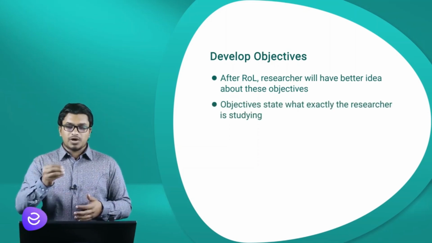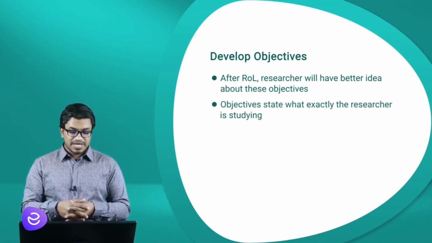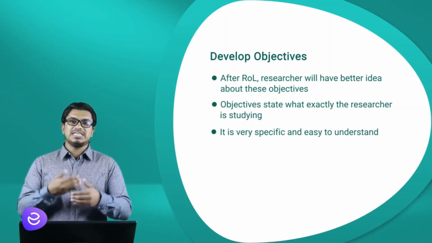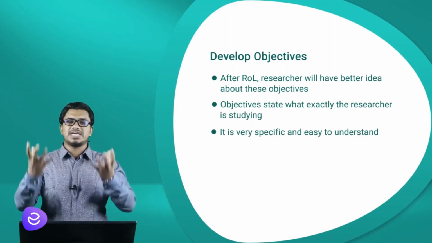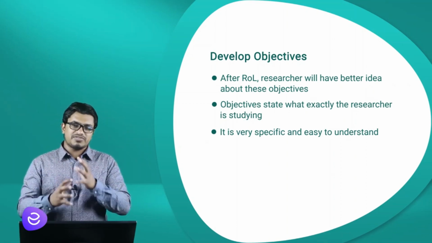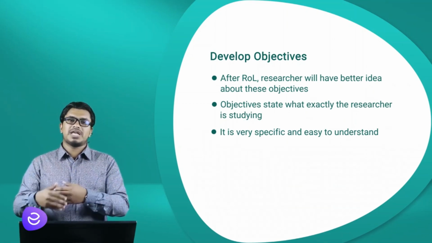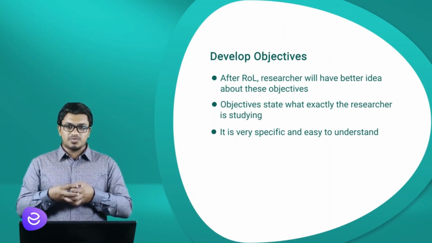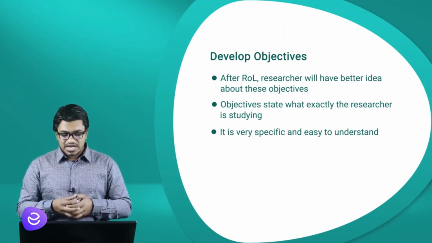Objectives state what exactly the researcher is studying. They should be very specific and easy to understand. The objective is just like the research problem or identifying the problem. We are trying to tell the readers, the viewers, what we are trying to study or what we are studying.